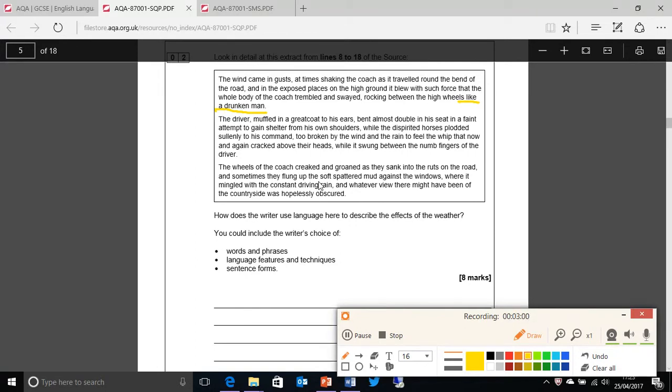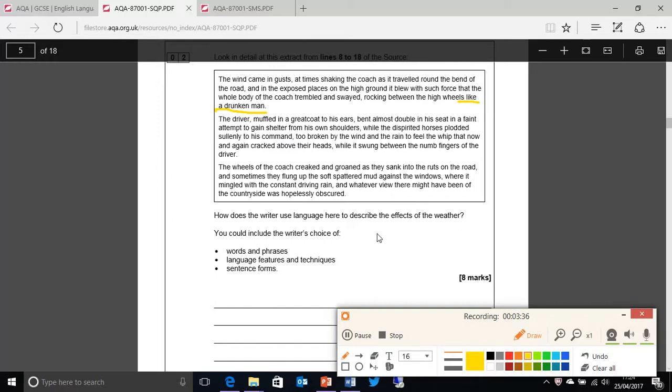The driver, muffled in a great coat to his ears, bent almost double in his seat in a faint attempt to gain shelter from his own shoulders, while the dispirited horses plodded sullenly to his command, too broken by the wind and rain to feel the whip that now and again cracked above their heads while swung between numb fingers of the driver. The wheels of the coach creaked and groaned as they sank into ruts in the road, and sometimes they flung up soft spattered mud against the windows, where it mingled with the constant driving rain, and whatever there might have been in the countryside was hopelessly obscured.